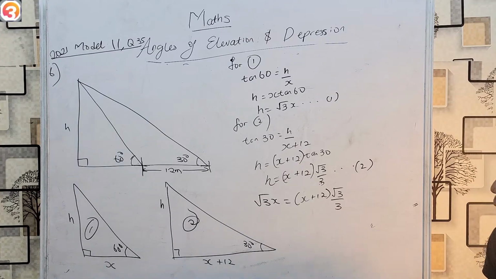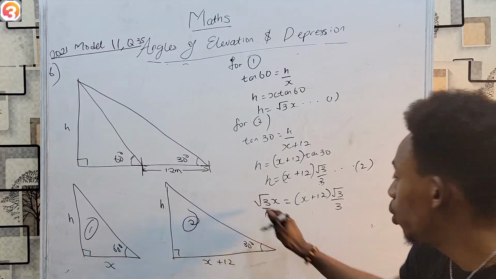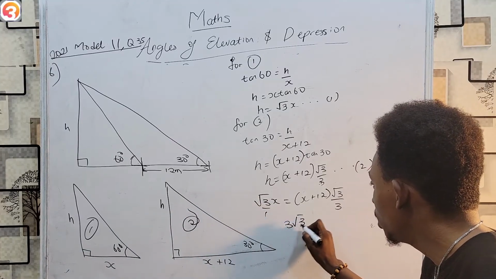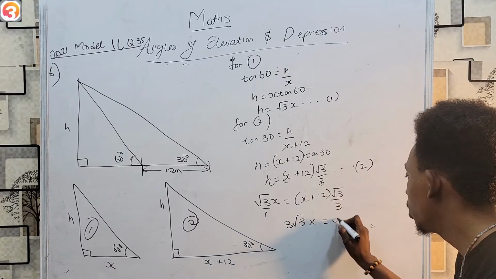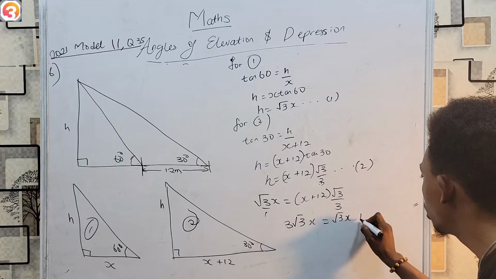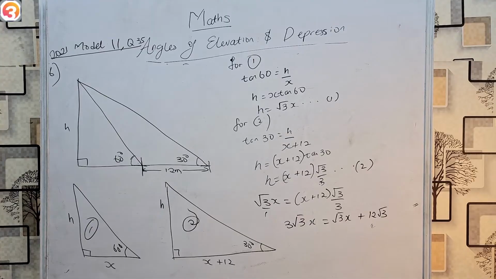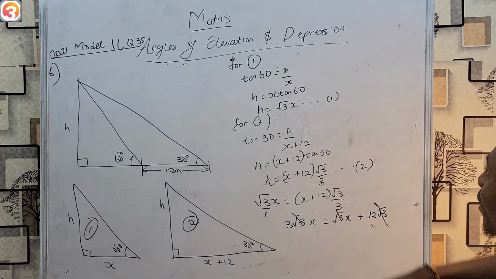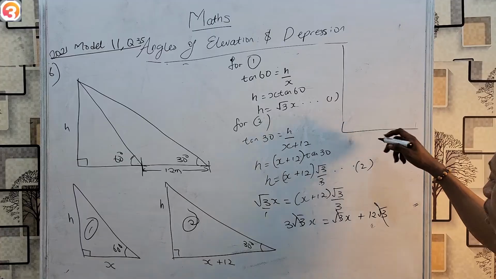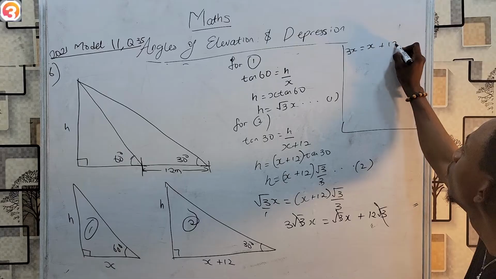So from this place, if I cross multiply, because I'm having 3 here, this 3 will come this way, giving me 3 root 3 x equals, let's open this bracket, x times root 3 is root 3x plus root 3 times 12 is 12 root 3. Now everything seems to have root 3, right? So let's just get rid of it. Root 3 cancels root 3. And as a result, 3x equals x plus 12.